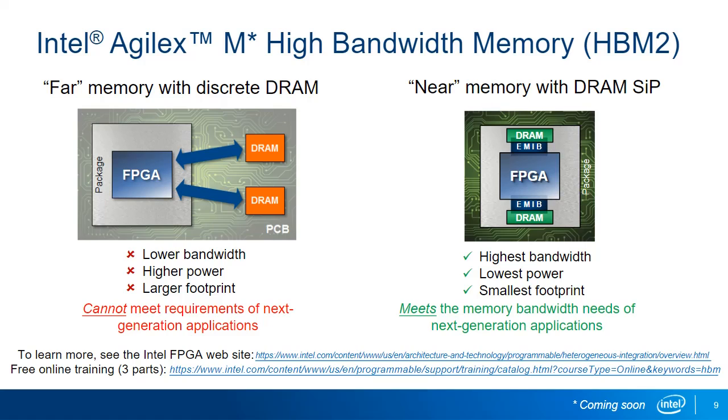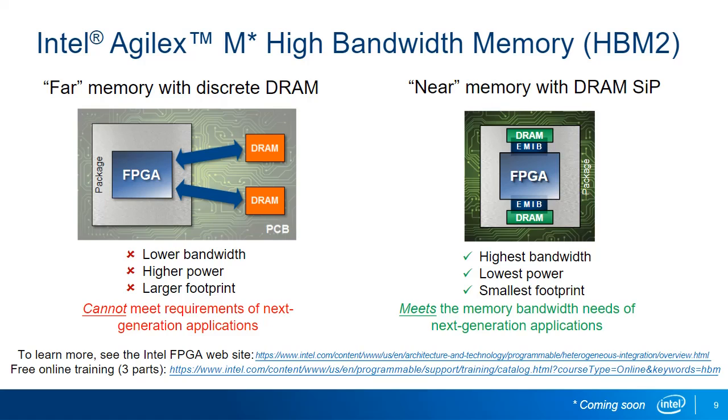As already noted, HBM2 can support large bandwidths up to 256 gigabytes per second and can operate up to 1 gigahertz, making it the clear choice for meeting the memory bandwidth requirements for all next-generation applications.